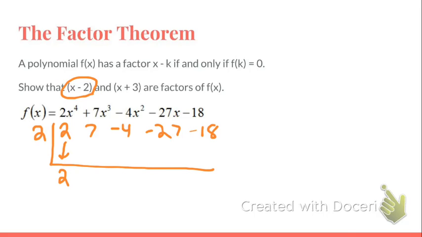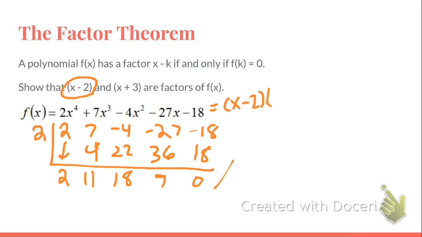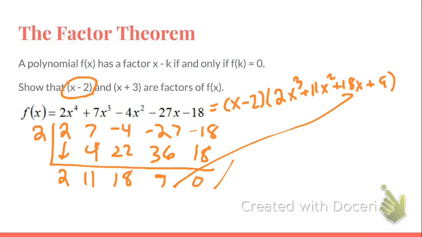So we're going to add and multiply. Add, multiply. Add, multiply. Add, multiply, and we get 0. So that tells us, since 0 is the remainder, x minus 2 is a 0. And specifically, now we know that 2x to the 4th plus 7x to the 3rd minus 4x squared minus 27x minus 18 is equal to x minus 2, what we divided by, times our quotient, which came out to be 2x cubed plus 11x squared plus 18x plus 9. And I got that from doing these numbers over there.